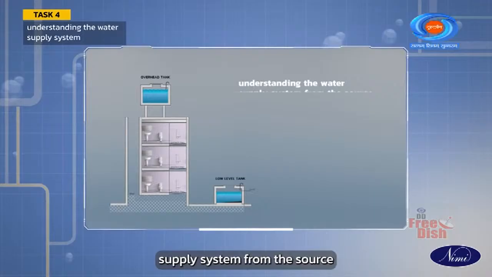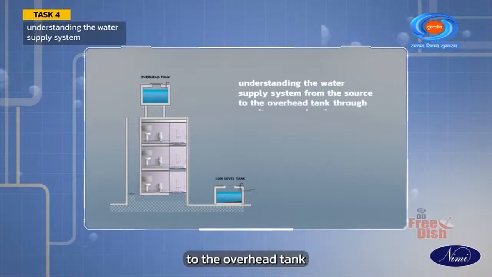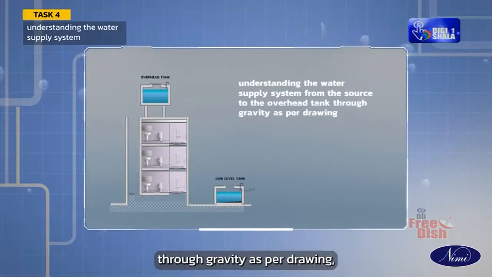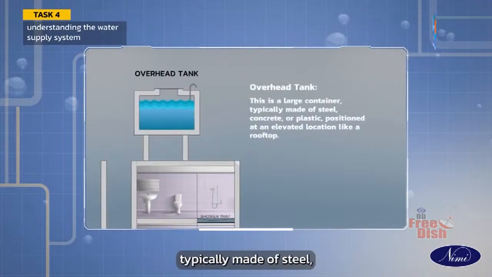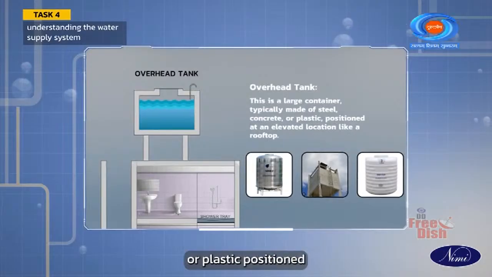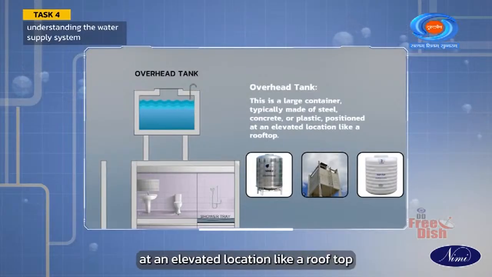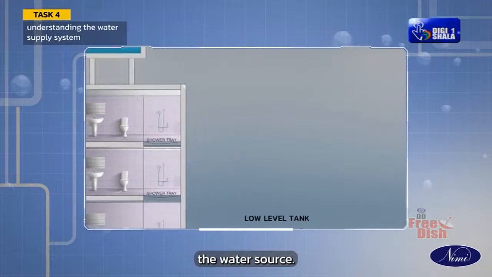Understanding the water supply system from the source to the overhead tank through gravity as per drawing. An overhead tank is a large container typically made of steel, concrete or plastic, positioned at an elevated location like a rooftop. The water source.